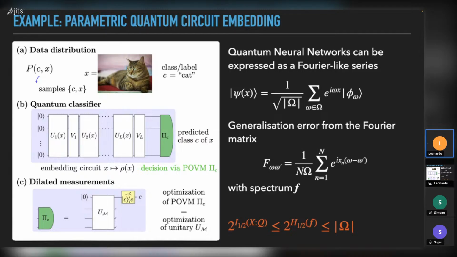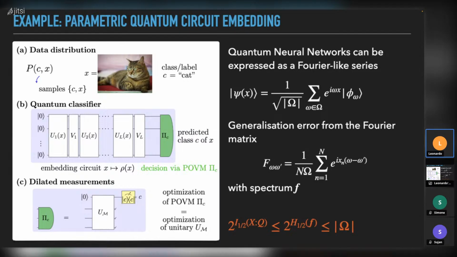And people realize that quantum neural networks can always be written in a kind of Fourier-like series. And then basically what we found is that in this setting over here, we need to study this kind of Fourier matrix of the model. And from the spectrum of this Fourier matrix, you can estimate this quantity. So clearly the number of frequencies is an upper bound. So if you have a quantum neural network with many frequencies, then it's going to be bad.